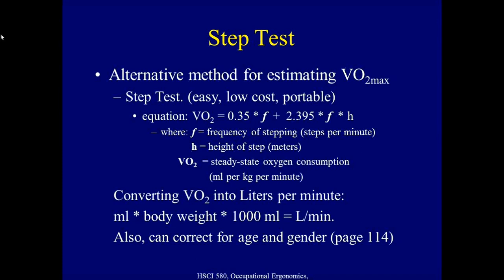They use the following equation that you can see here for VO2, where we have the frequency of steps per minute, the height of the steps, and the steady state oxygen consumption, and this is in milliliters per kilogram per minute. And then we want to convert VO2 into liters per minute. We just take the mLs times the body weight times 1,000 to get your liters per minute. You can also correct for age and gender, as I mentioned earlier, using Astrand's equation.